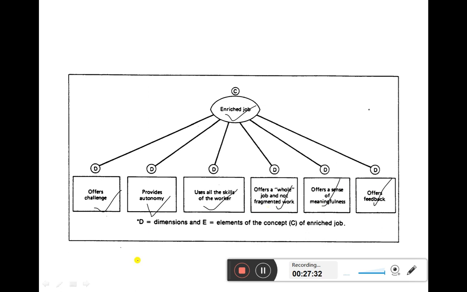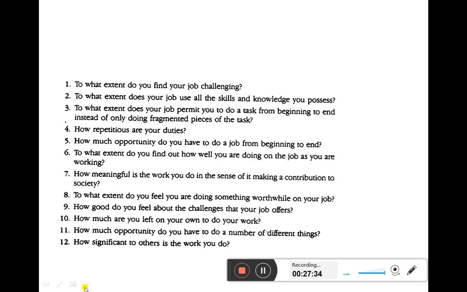Now for each of these different elements or dimensions, we make questions. Look at here: to what extent do you find your job challenging? To what extent does your job use all the skills and knowledge? Up to what extent does your job permit you to do a task from beginning to end, instead of only doing a fragmented piece of the task? How repetitious are your duties?